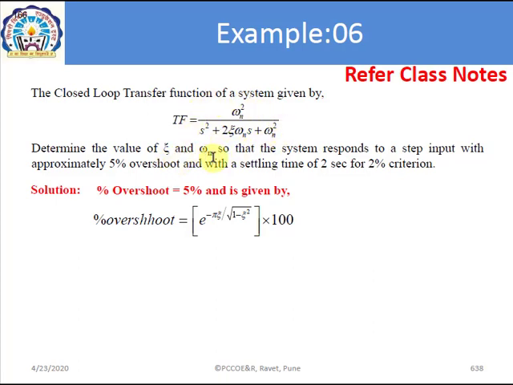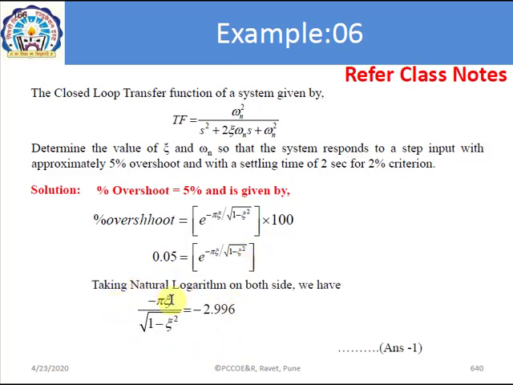So by knowing zeta and omega n value, we can write a transfer function for a system so that the system will give the 5% overshoot and will settle down in approximately 2 seconds for a 2% criteria. So we know that the percentage overshoot given in this numerical is 5%. The formula to calculate the percentage of overshoot is e raised to minus pi zeta over under root 1 minus zeta square into 100. So percentage of overshoot is given as 5%. So we can write 0.05 is equal to e raised to minus pi zeta over under root 1 minus zeta square. What we have done here is taken the natural logarithm on both sides of the equality. Thereafter we can have damping factor equal to 0.689. This is our first answer.